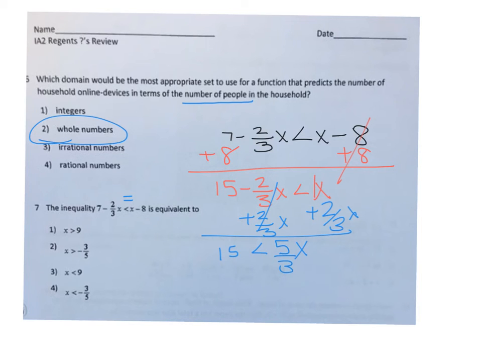Now you're going to cross multiply or divide 15 by 5/3, which is multiplied by the reciprocal of 3/5. So I'm just going to multiply 3/5 out to get rid of it. 5 goes into 15 3 times, so this is 9 is less than x. We don't like x's on the right side of an inequality sign, so I'm going to switch it around. And I get x is greater than 9, so choice 1.